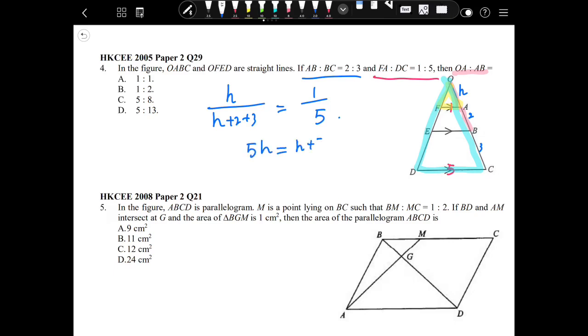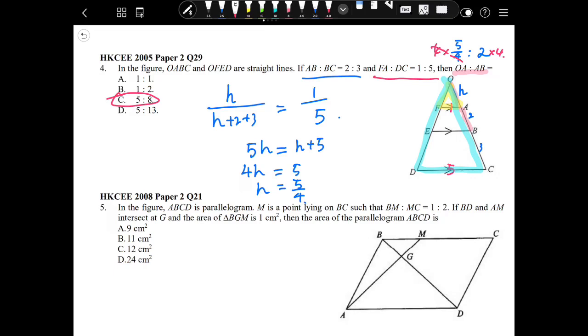So H would be 5 over 4. After we solve it, we know H will be 5 over 4. Then for the other ratio, AB to 2, it actually means both of them are multiplied by 4. So it means 5 to 8, and the answer would be C. We're using similar figures for the ratio.